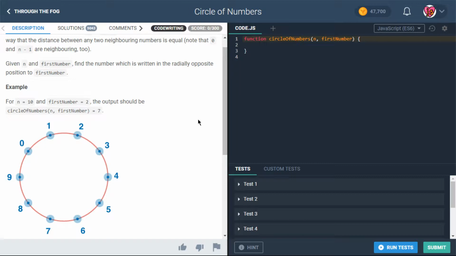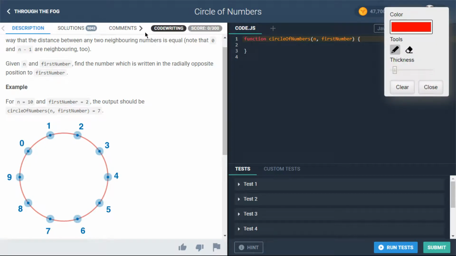But anyway, we'll see. The main thing is what we want to be doing. We're going to be given a number. So the first number in this case was 2, and we want to find the one that's radially opposite to the first number. So imagine we've got the center of our circle over here. We want to draw a line segment that goes through this point, through the center, and then all the way to the radially opposite point. So 7 is what we should return as our answer.